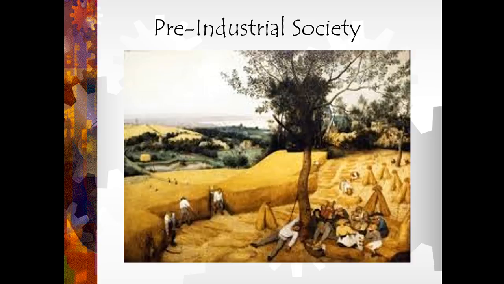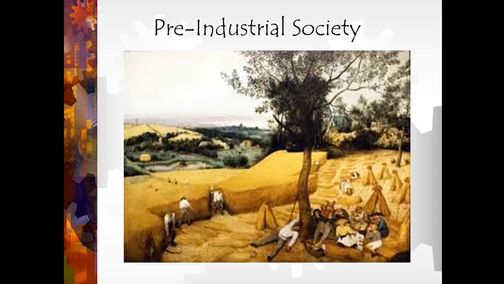So before we get started with the Industrial Revolution, we're going to go back to the pre-industrial society. And that's what you see here in this picture. So what you're looking at is a harvesting scene, and this is depicting pre-industrial village life. The families are working together. They are farming in order to feed their family.